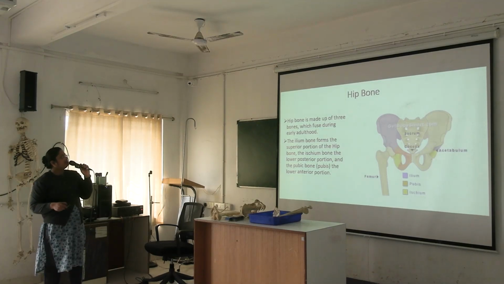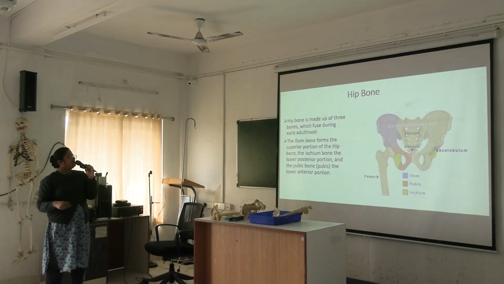Okay, so hip bone is made up of 3 bones which fuse during early adulthood.